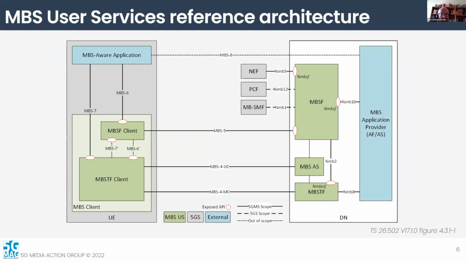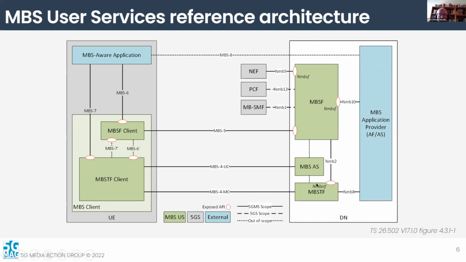And so in SA4, what we did is we've created this higher level model called MBS user services. So you see the MBSF as before and the MBSTF as before, and then they have their counterparts in the client space. So there's this MBSF client that talks to the MBSF, and there's an MBSTF client that talks to the MBSTF. So it's all very straightforward and simple. These functions in the UE effectively combine to form this MBS client, and that could be a piece of middleware that's running on your mobile phone, or it could even be a separate application. But ultimately, you need some kind of MBS-aware application that's going to make use of these services. And there are some client APIs, MBS-6 and MBS-7, for controlling these two functions in the UE.